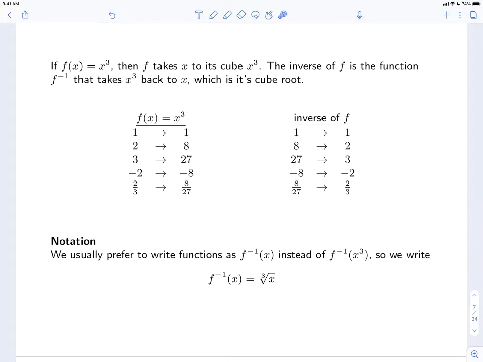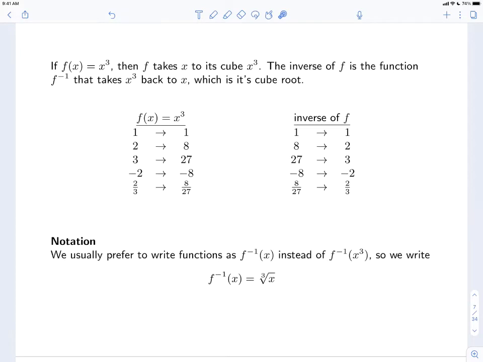1, if that's my input, goes to 1 cubed, which is 1. And then the inverse just goes in the opposite direction. 1 goes back to 1. 2 goes to 2 cubed, which is 8. And then that 8 goes back to its cube root, which is 2. Similarly, 3 goes to its cube 27, but then the inverse takes 27 back to its cube root.